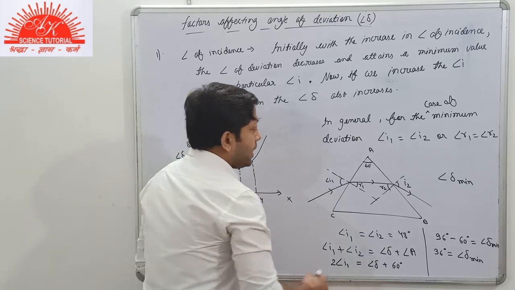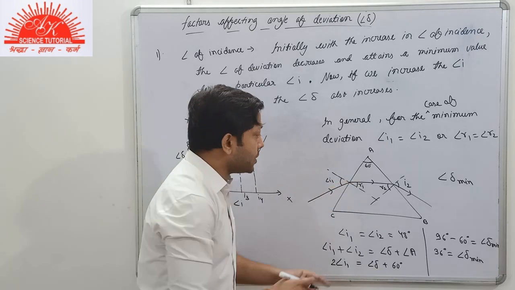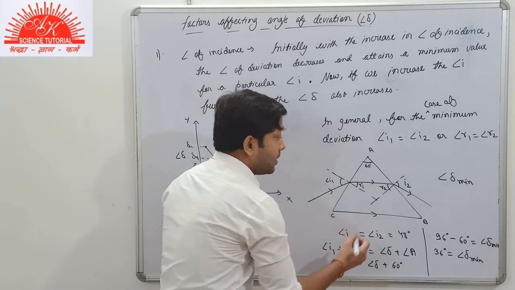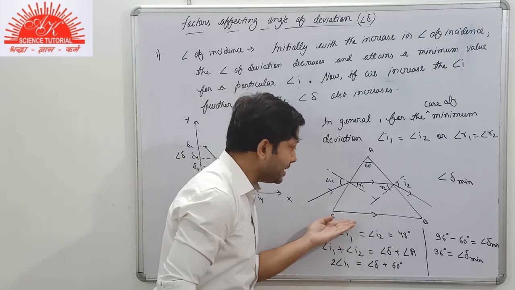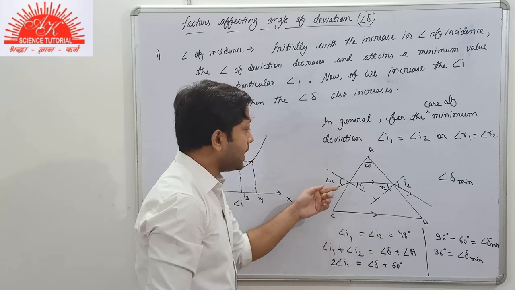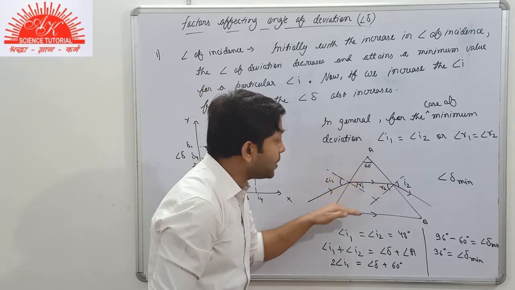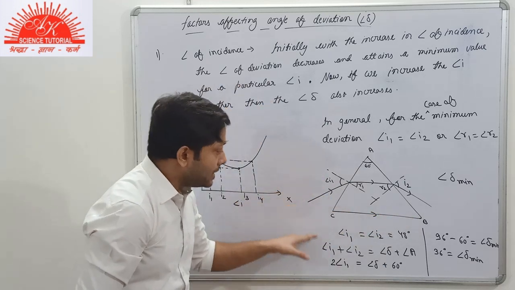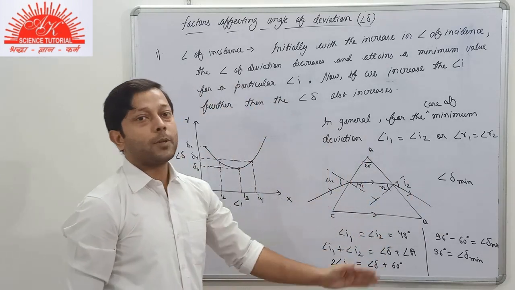And one more part, the refracted ray. In the case of the equilateral prism, the refracted ray inside the prism will be parallel to the base of the prism. Obviously you can see here DC is the base of the prism, and the refracted ray that is inside the prism is parallel to the base of the equilateral prism. So these conditions were particularly for the equilateral prism.